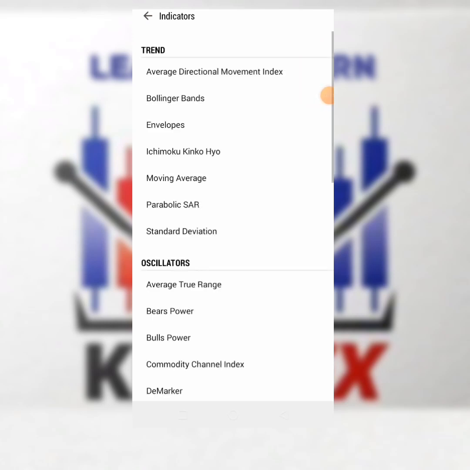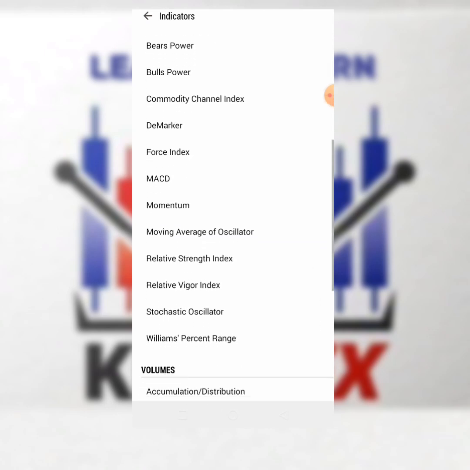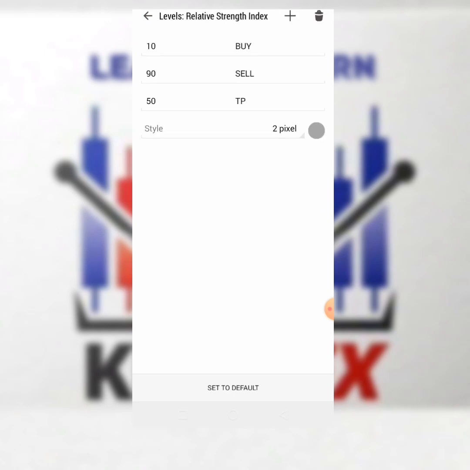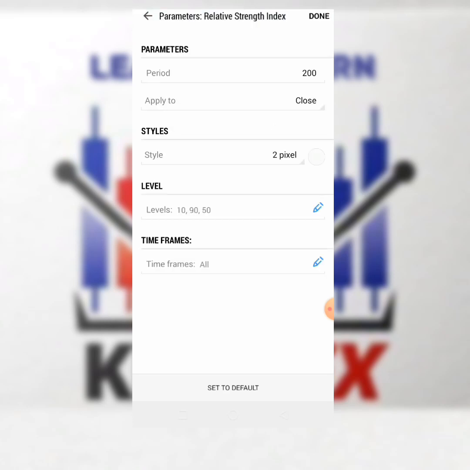Let's add our RSI. This is where the interpretation and the prediction come into place. Our RSI is period 200. Please take note of this, period 200. Apply to close, color white, and the levels should be 10, 90, and 50. Here is how I set it: 10 for the buy, 90 for the sell, and 50 for the take profit or break even. Make sure you set it the way I do, and then you click on done.